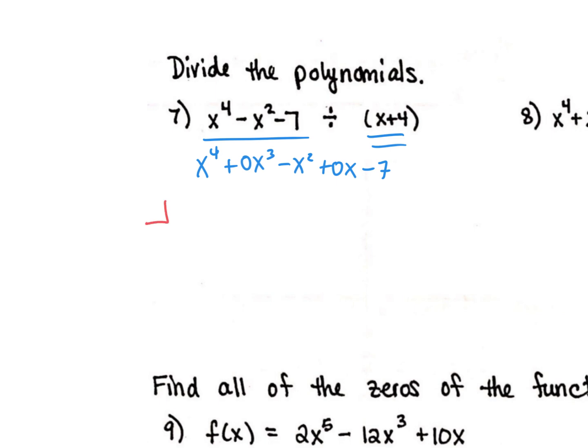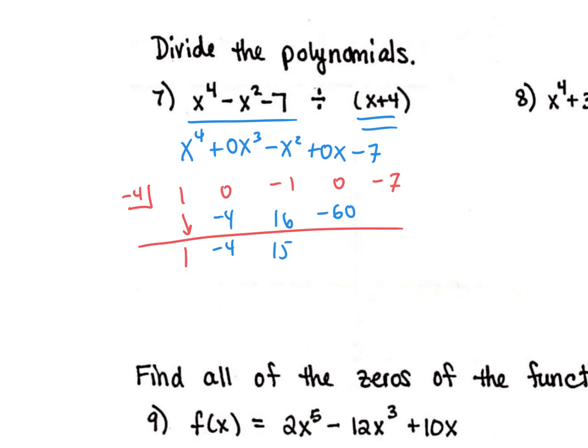Looking at synthetic division, we have a -4 that goes there. We have a 1, we have a 0, we have a -1, we have a 0, we have a -7. Drop that down. -4 times 1 is -4. When you add these, it becomes that. And then you have this. That's -60, I think, and then positive 240, I guess. And then subtracting 233, pretty sure.